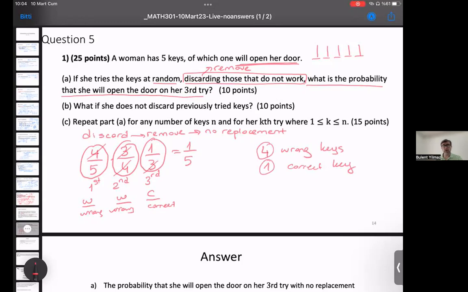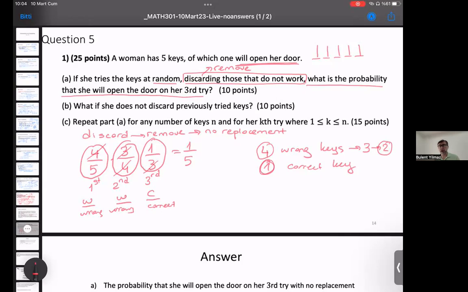Then I will discard one of the wrong ones. It will go to 3. And how many keys do I have? 3 wrong keys and 1 correct key. What's the probability of obtaining a wrong key again in the second try? It will be 3/4. Now, how many keys do I have? 2 wrong keys are gone, so I will have 2 wrong keys and 1 correct key. What's the probability of obtaining the third one being a correct key? It's going to be 1/3.